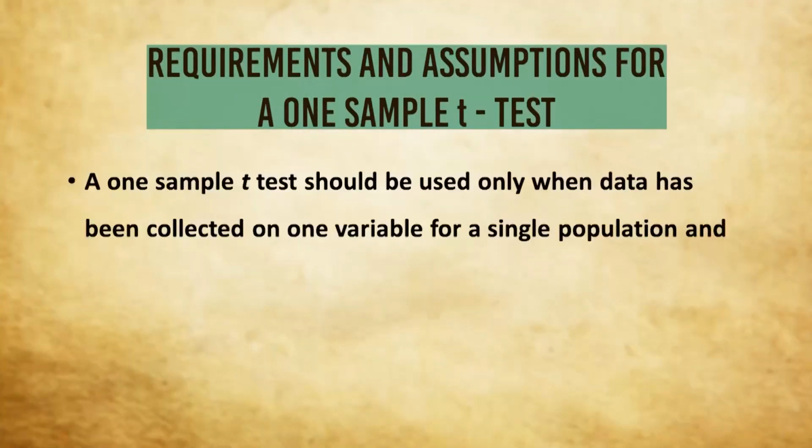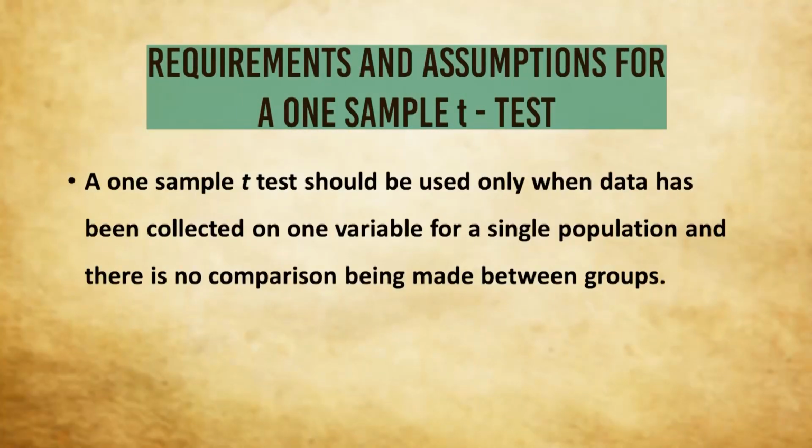Requirements and assumptions of a one-sample t-test. We have already seen z-test has some requirements. There are some assumptions on which they are based. So obviously t-test will be based on some assumptions and requirements. A one-sample t-test should be used only when the data has been collected on one variable for a single population and no comparison is made between groups. That means here we do not want to compare the mean score of two groups. Obviously, we will take up this issue in a later lecture, but not in this one. Here we are concentrating on a one-sample situation.